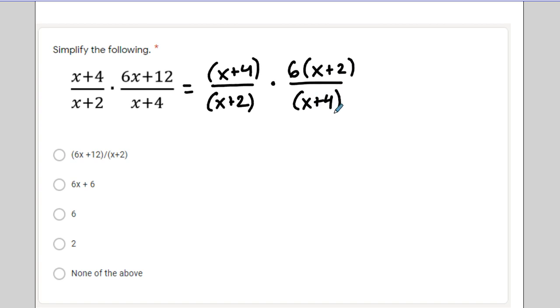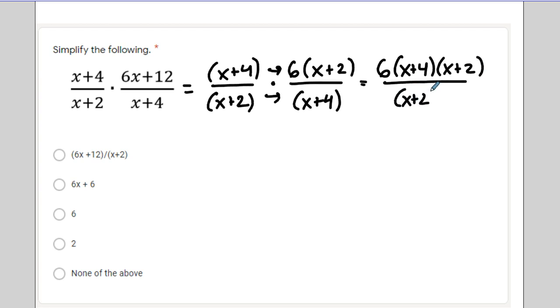Now I have fraction times fraction, I multiply straight across. So I end up getting, with the 6 out front, (x plus 4)(x plus 2) down below, (x plus 2)(x plus 4). Now that I have everything over one fraction, that's when I should start to see if I can simplify some things. X plus 2's will divide out, x plus 4's will divide out and make 1. I have 6 times 1, and that's just going to be 6. So this is just 6.